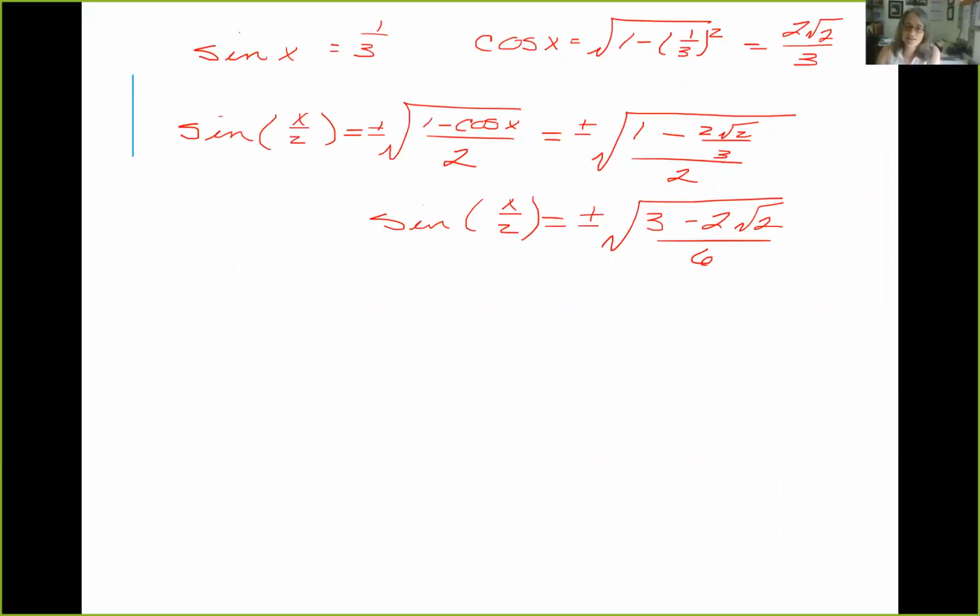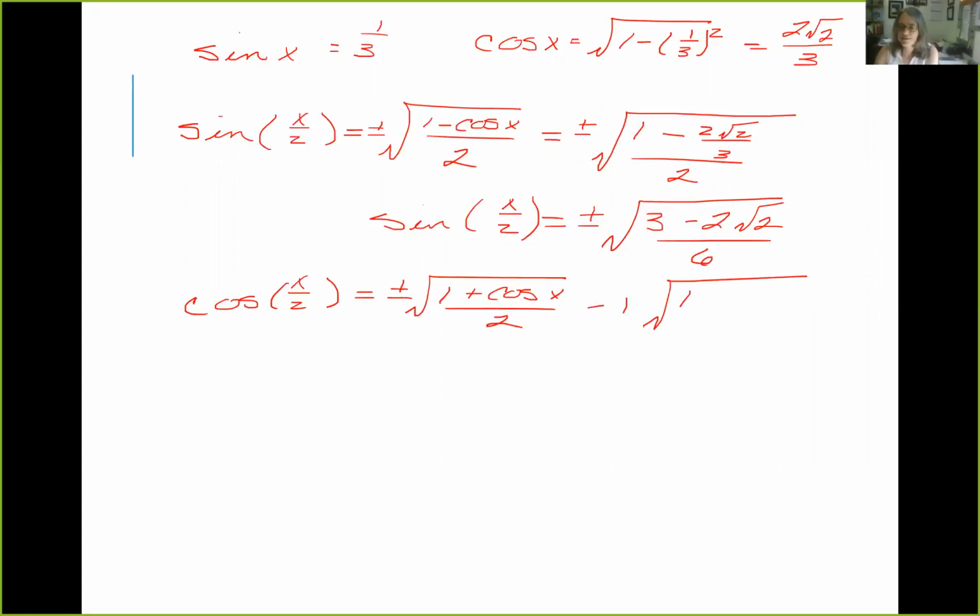The cosine of half of that angle is the positive and negative square root of 1 plus cosine x over 2, which is the positive and negative square root of 1 plus 2 square root 2 over 3 divided by 2, which means that the cosine of half of my angle is the positive or negative square root of 3 plus 2 square root 2 all over 6.